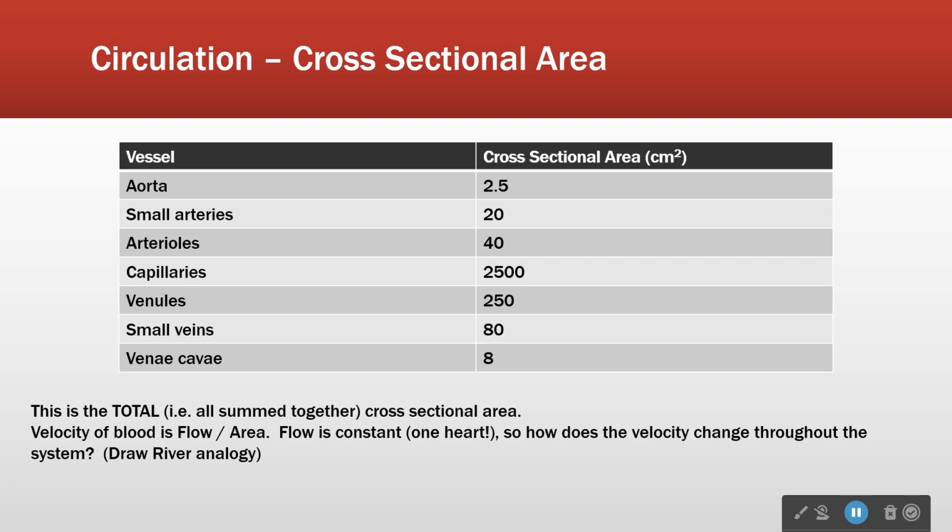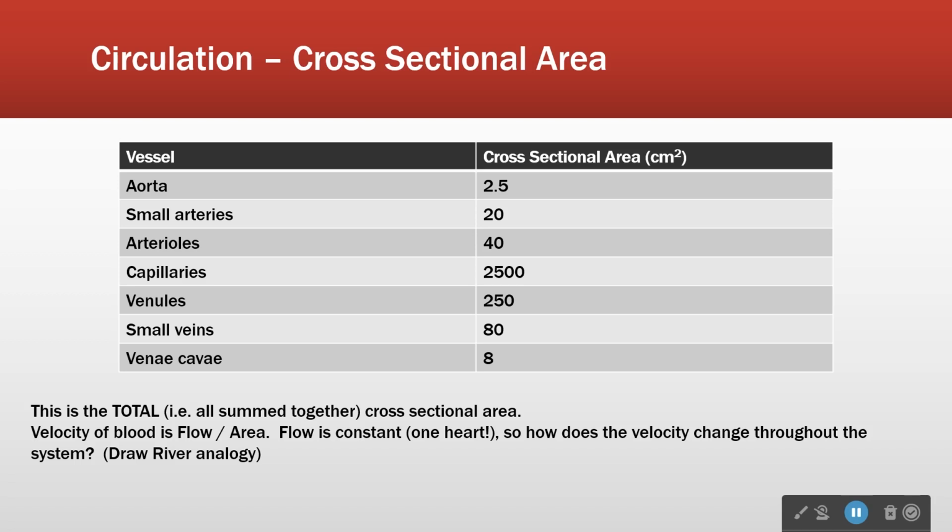In other words, if you take the aorta, we'll just use these examples, 2.5 centimeters squared, so it's a very small structure. Have you seen the aorta yet? Have you cracked the chest? No, okay. So it's a relatively small vessel.